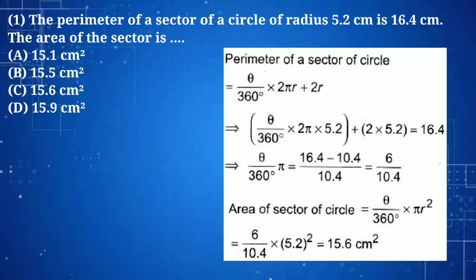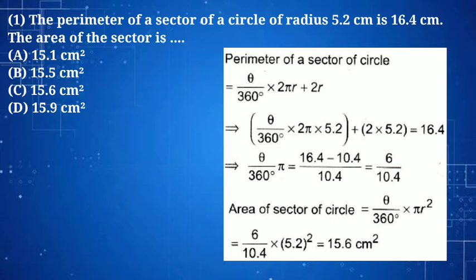So we know the perimeter of a sector of a circle is equal to theta by 360 into 2 pi r plus 2r. This is the perimeter of the sector. So here we have the radius of that sector of the circle, that's equal to 5.2 centimeter, that is small letter r equal to 5.2, and the perimeter of the sector is also given, 16.4.